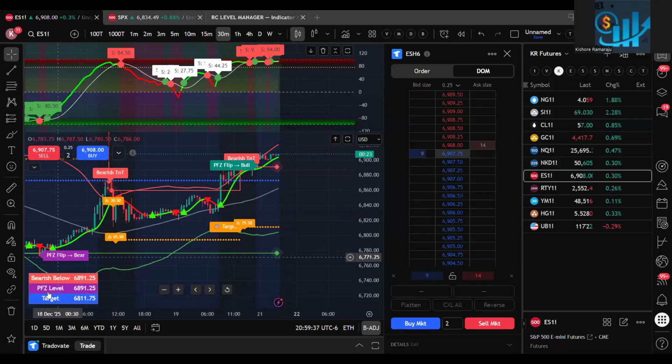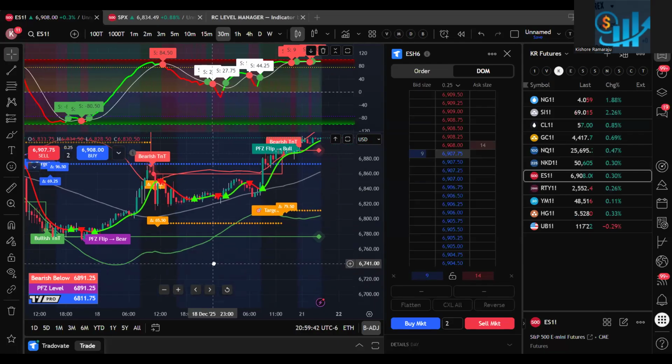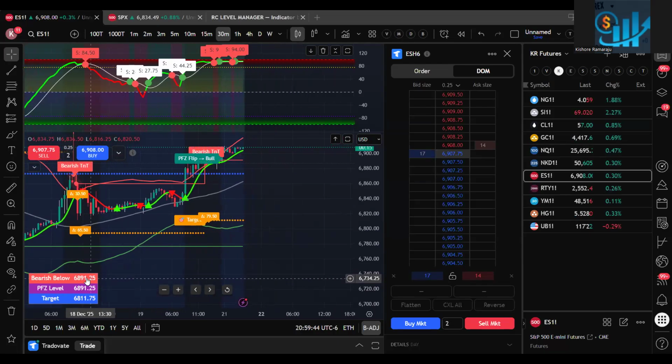The first one is mainly for swing trading. So whenever you want to do swing trades, then we look at the tag and turn. Whenever ES breaks below 68.91, it is telling that if it goes above this point and then goes below 68.91, you can take a sell trade and you can hold until 68.11. That means above 68.91 it is bullish, but when it goes below 68.91, then you can hold until 68.12.